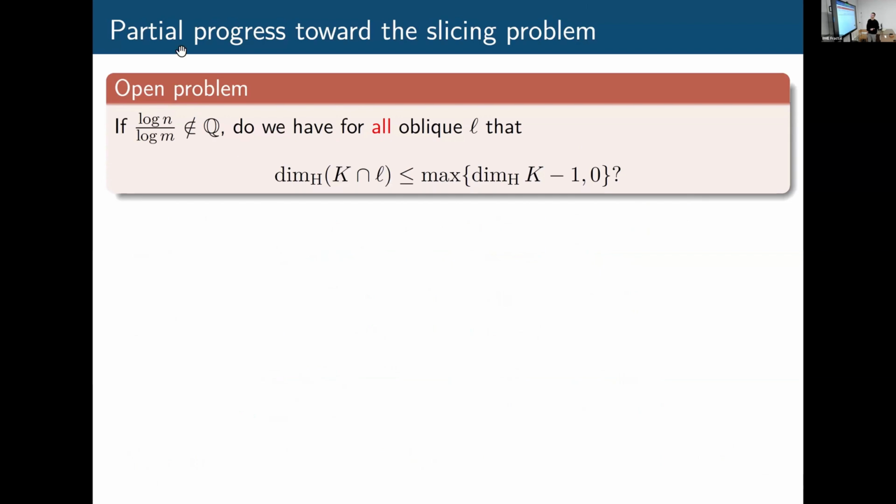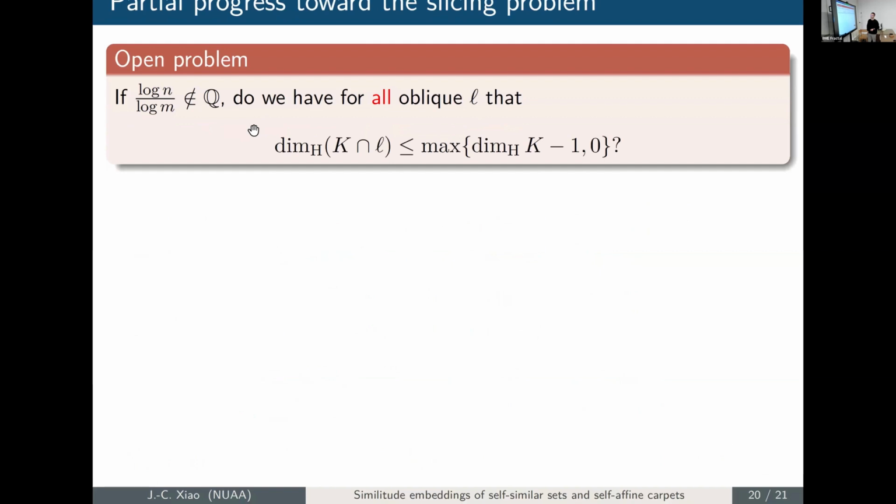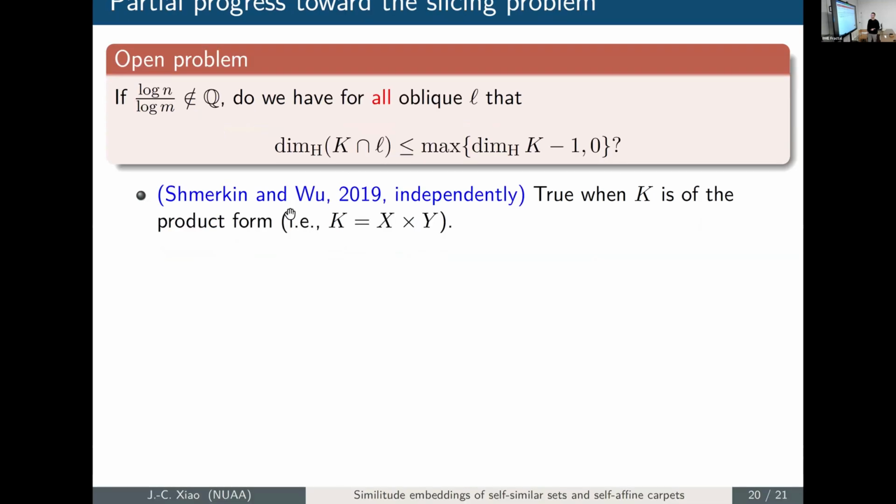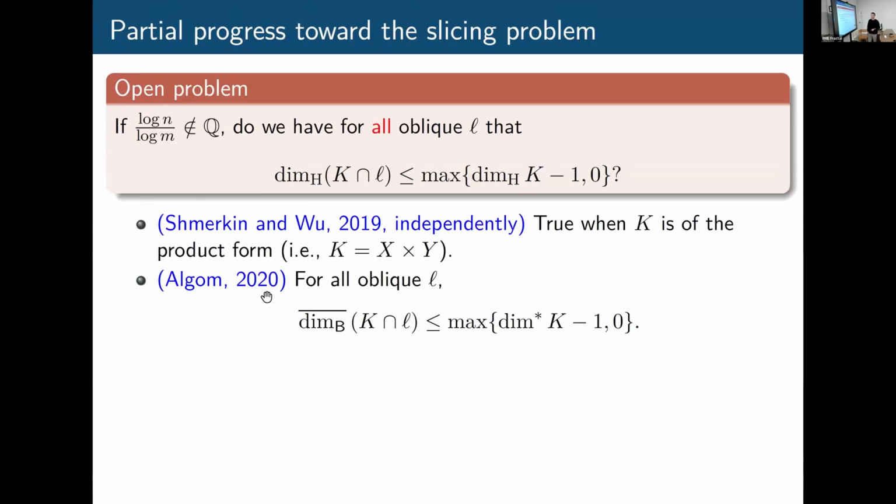So there is actually some partial progress toward this slicing problem. The first one was again proved by Shmerkin and Wu independently in 2019. So this problem is true when K has the product form, that is, it is the Cartesian product of two Cantor sets. And one year later, Amir Algom showed that every oblique slice has upper box dimension strictly less than this value.